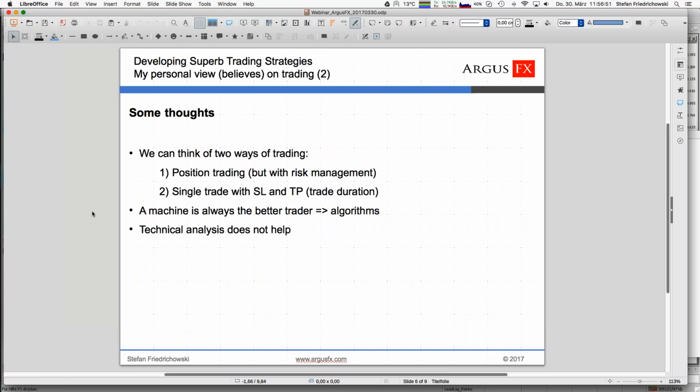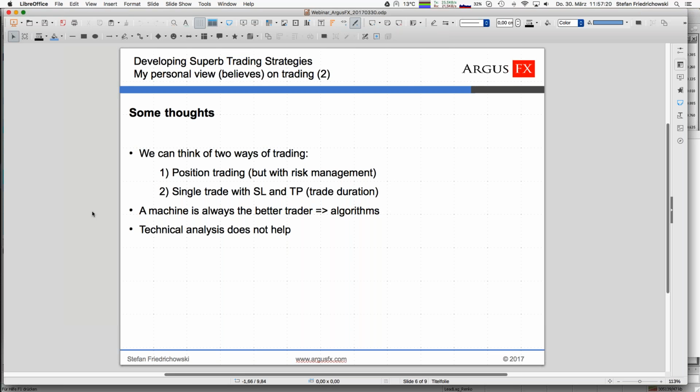In general, I would like to summarize that we have two ways of trading activities, and that's exactly those two which I mentioned within the development of the current strategy. One is what I call position trading, but of course this needs risk management as well. So moving around with a position size, increasing, decreasing, changing the direction. So that's one possibility in general.